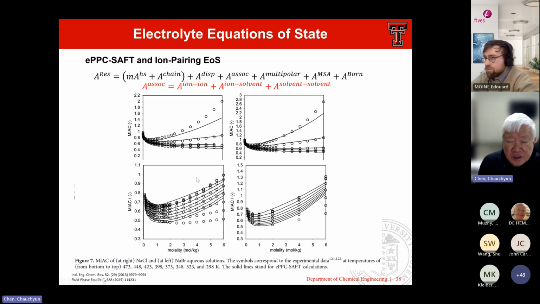I do appreciate the work on the ion pairing equation of state, where the association term is now decomposed. It's being revisited, and I do agree that the problem with the current ePC-SAFT equation of state is that the association term is not properly formulated yet. Of course, that's my personal bias.